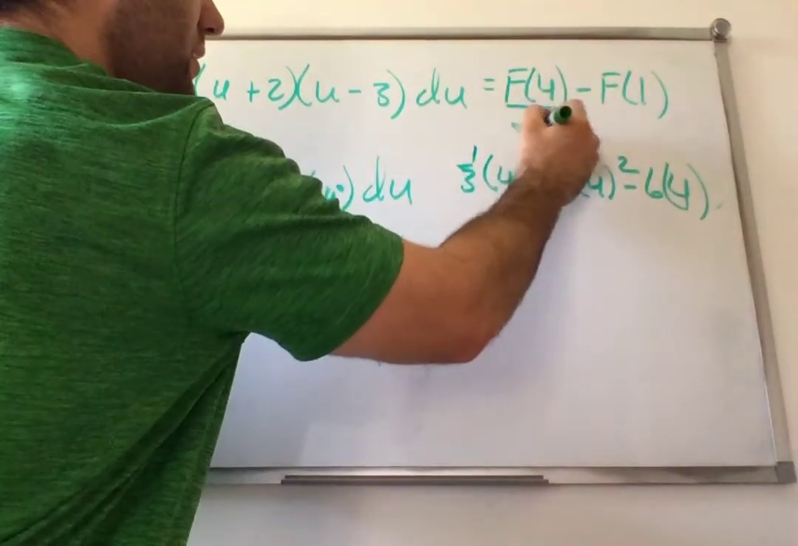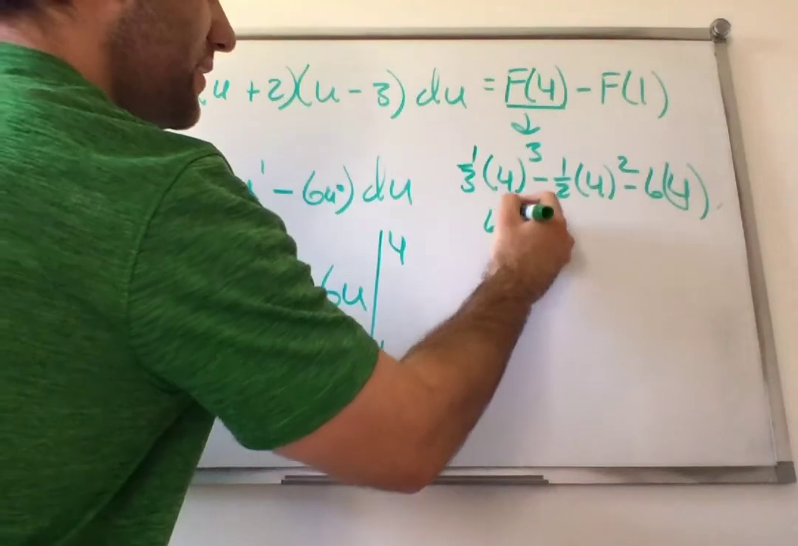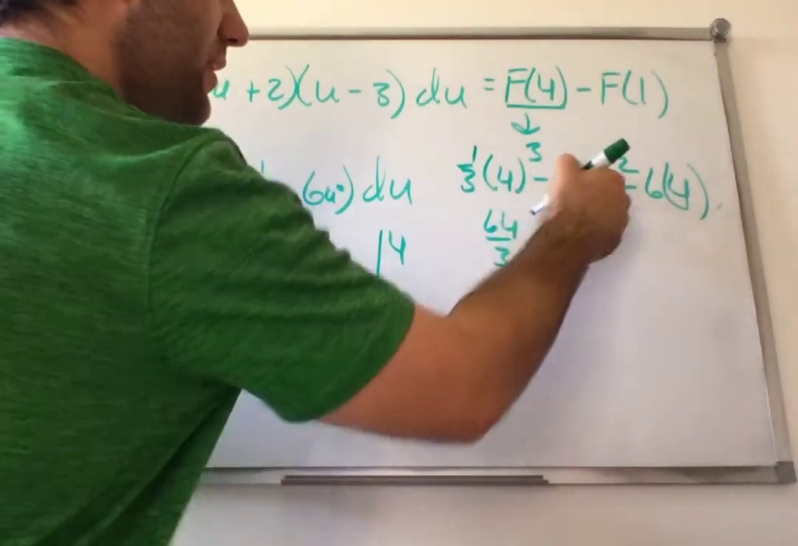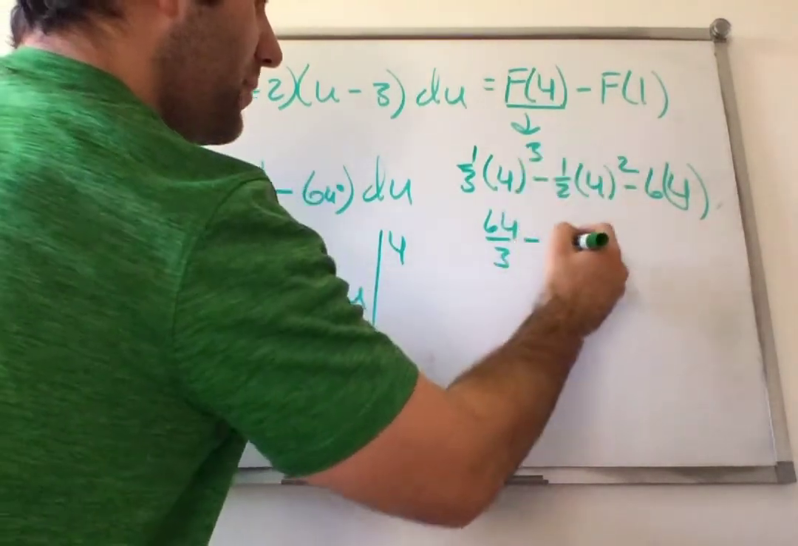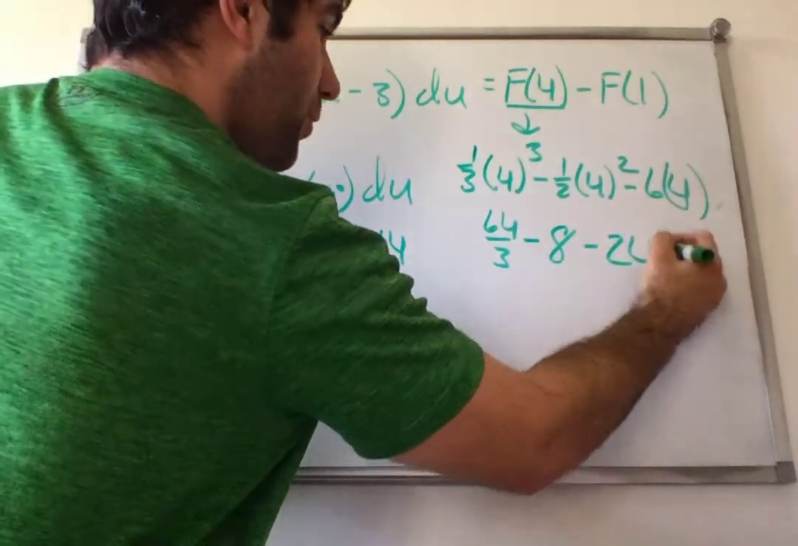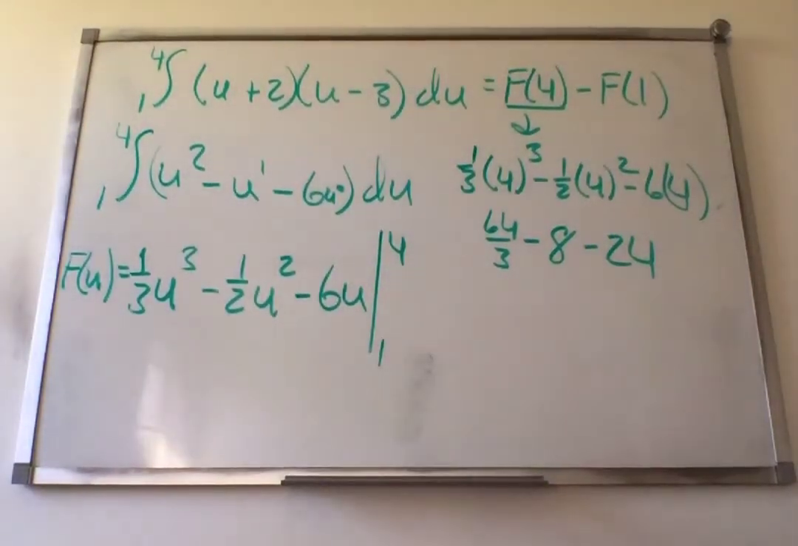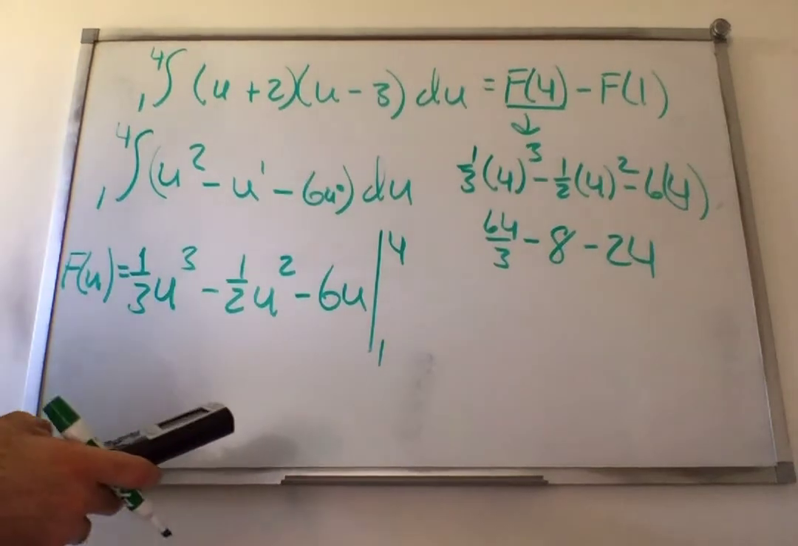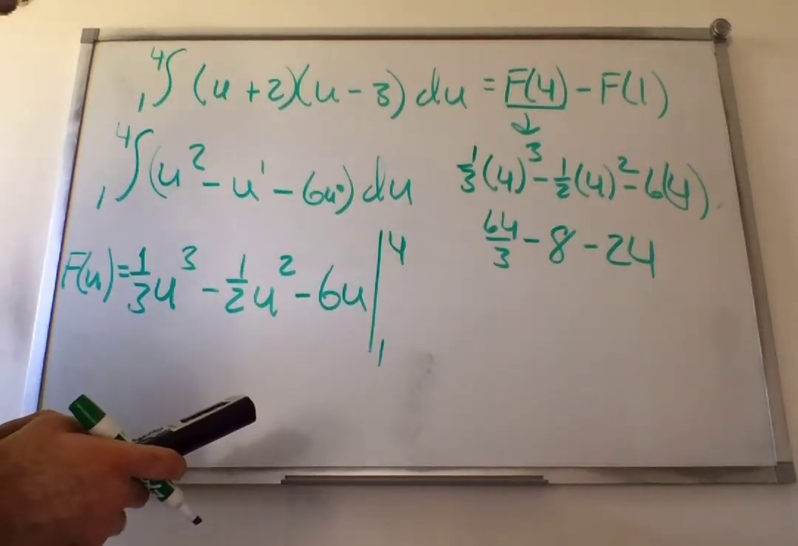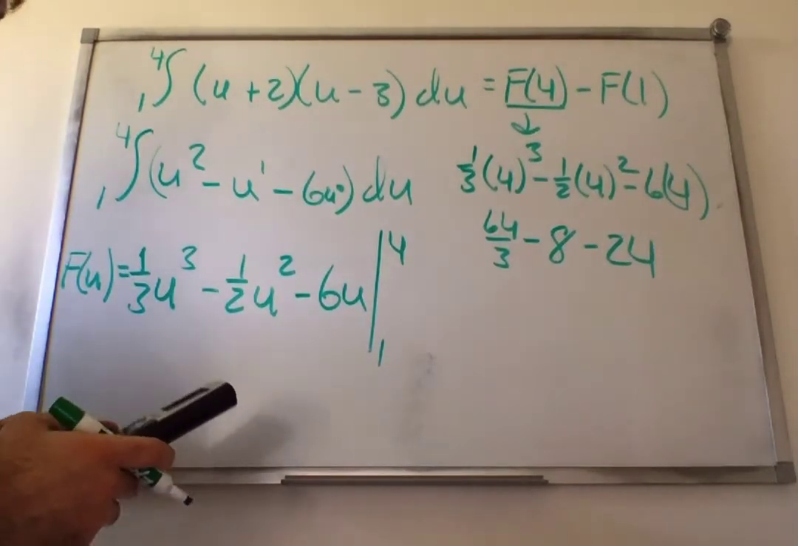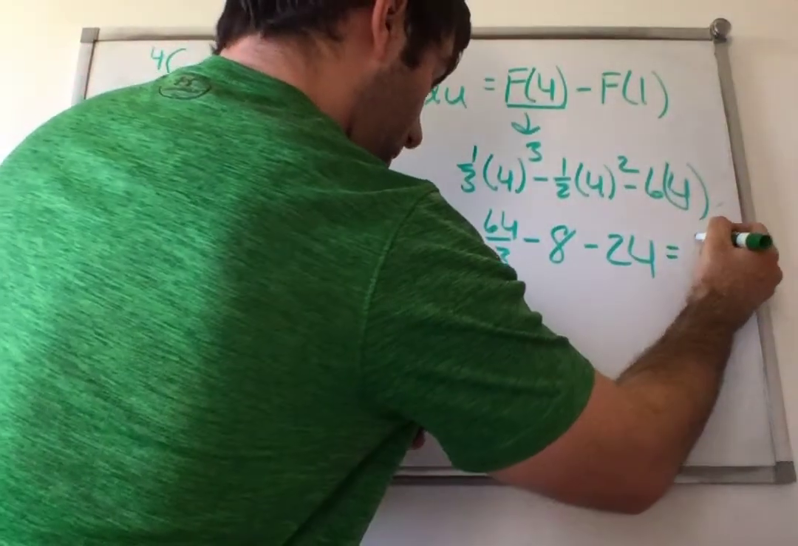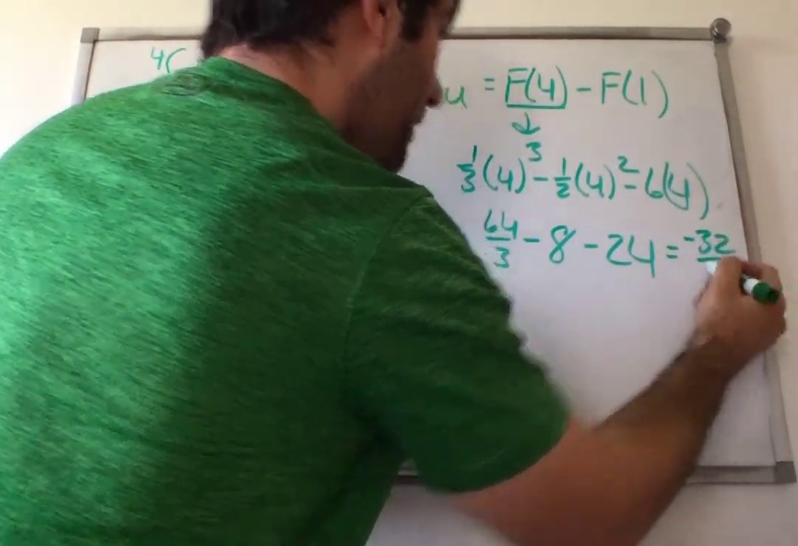So here's this piece. This is 64 over 3. 16 divided by 2 is 8, minus 24. Let's see, 64 over 3 minus 8 minus 24. This gives you negative 32 over 3.